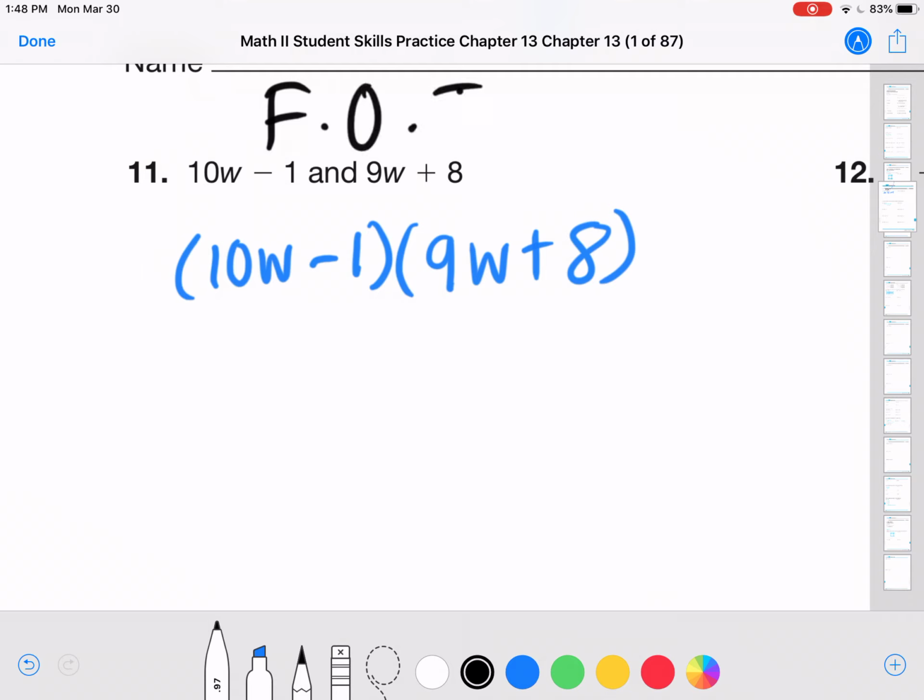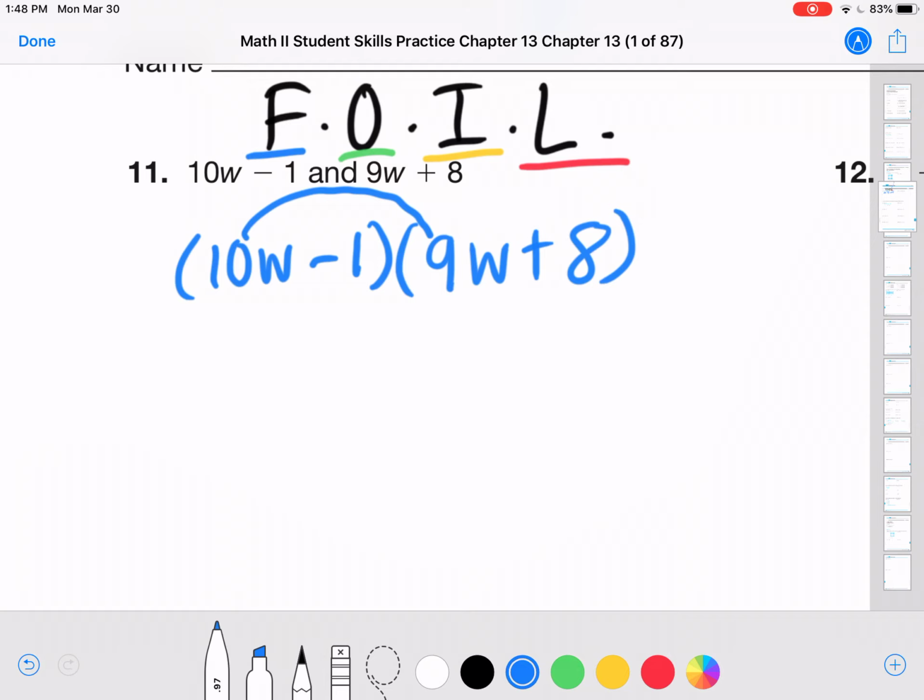Okay, so I'll talk about FOIL right now and I'll explain what that means. The F in FOIL stands for first, O stands for outer, I stands for inner and L stands for last. So what you want to do is multiply the first terms together.